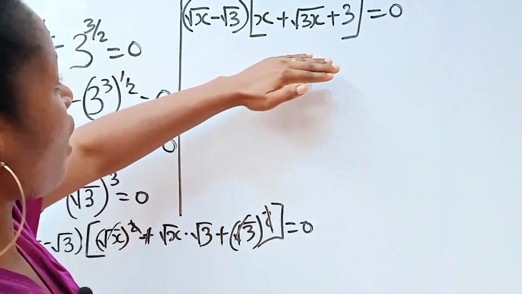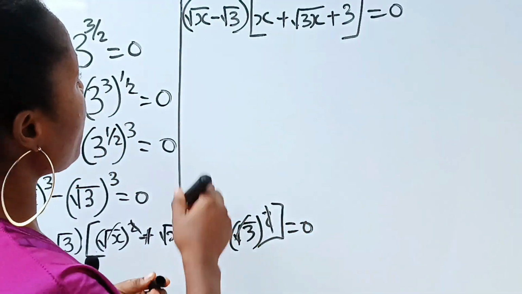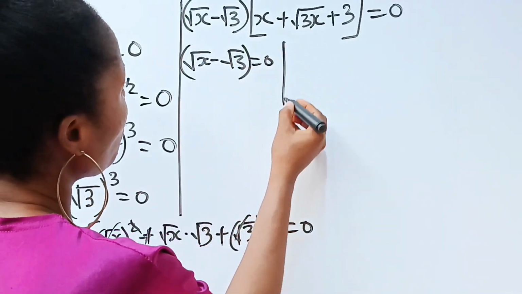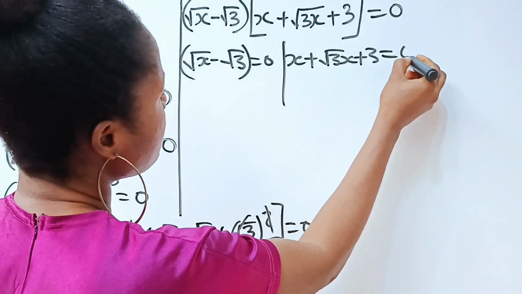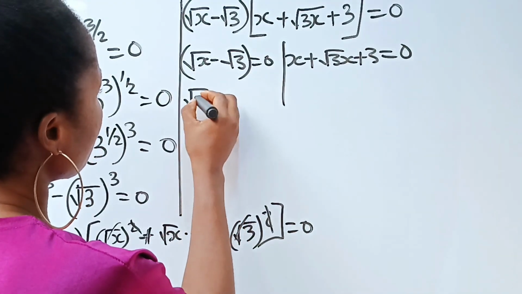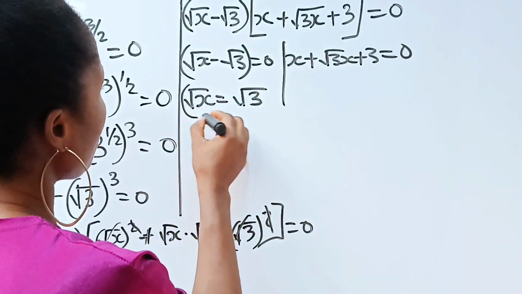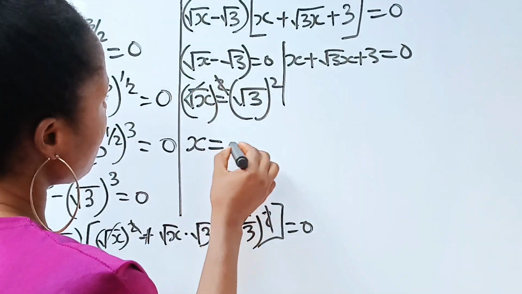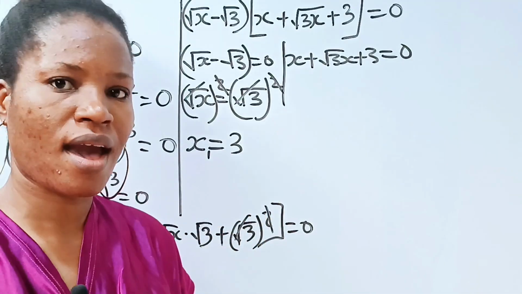Now we have two brackets that are equated to be equal to 0. So we can actually say that root x minus root 3 is equal to 0, or that x plus root 3x plus 3 is equal to 0. Okay, all right, now from here we can write that root x is equal to minus root 3 will cross to become plus root 3. If we raise each side of this equation to the power of 2, this is going to cancel this. We have x is equal to 3. Now this is the first value of our x.